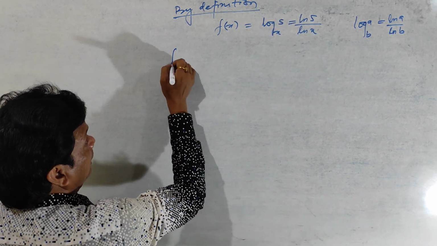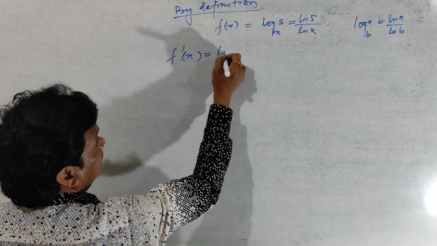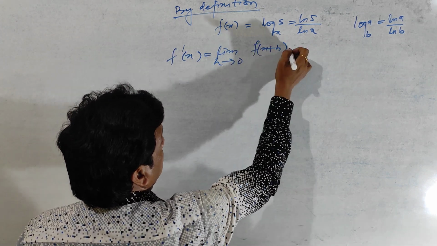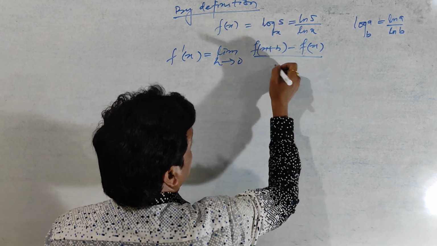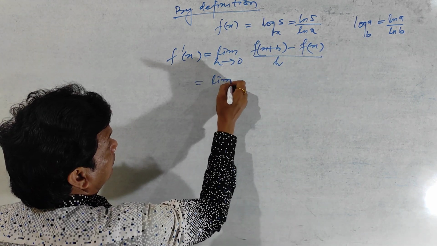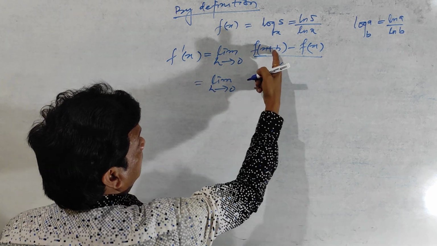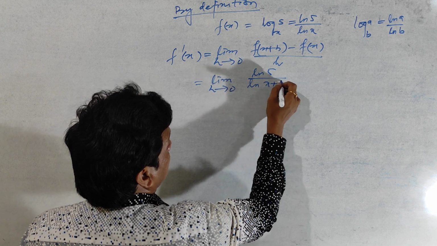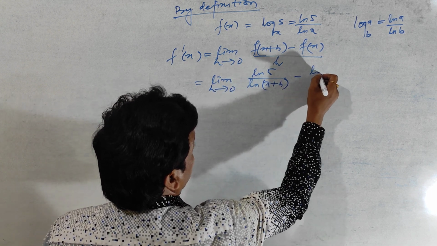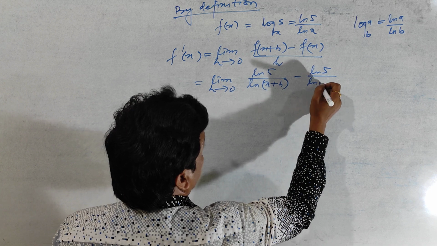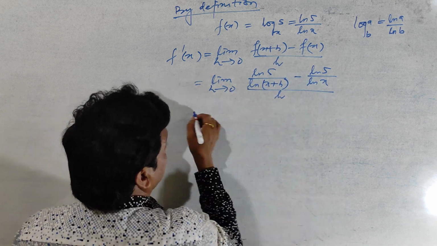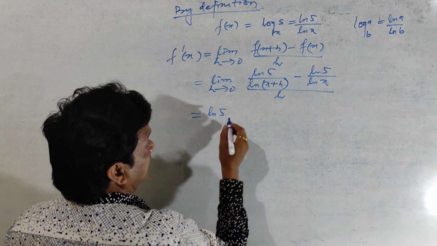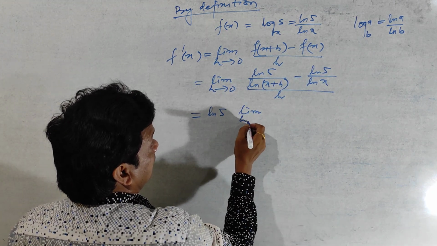Then apply the property f dash x, limit h tends to 0, f of x plus h minus f of x divided by h. So your limit h tends to 0, ln 5 by ln of x plus h minus ln 5 by ln x, whole divided by h. So take ln 5 constant outside. I am taking ln 5 constant to the outside and remain limit h tends to 0.